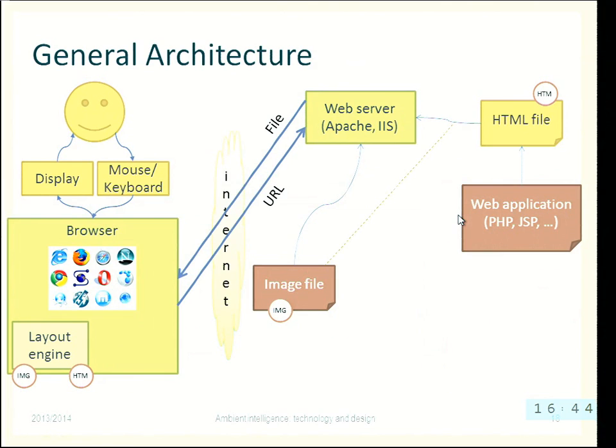So this is a picture that tries to summarize, and we'll try to add pieces to this picture, the components that we saw up to now. We have the browser with the user, using the mouse and the keyboard, who decides that he wants to read a URL. This URL composes a request that is sent to the web server, and the web server reads this file and sends it back to the browser, which has the goal of displaying it to the user.